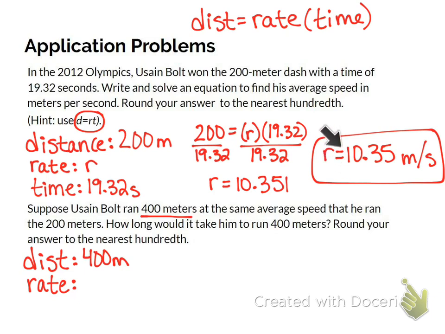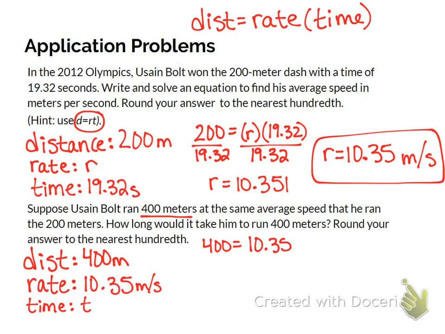This was his average speed. So 10.35 is his rate. It said the same average speed. That means the one we just found. Meters per second. The time is what we don't know. So what variable do you want to use? T makes sense to me. So again, we plug in what we know. The distance was 400. The rate 10.35 times T, because we don't know the time.